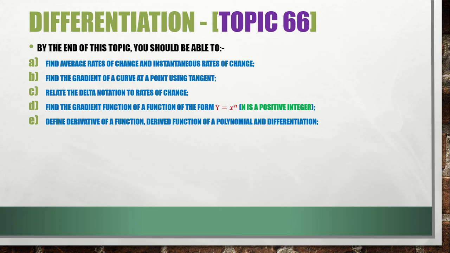Define derivative of a function, derived function of a polynomial, and differentiation. Now defining the derivative of a function, you have derived function. I believe this one you are able to do, whereby we tackled it in the previous tutorial when we were explaining about the different notations of derivatives, and we were able to explain verbally what we mean by the derivative of a function. It's basically the rate of change of that function. But if you have, for example, dy/dx, it means the rate of change of y with respect to x.